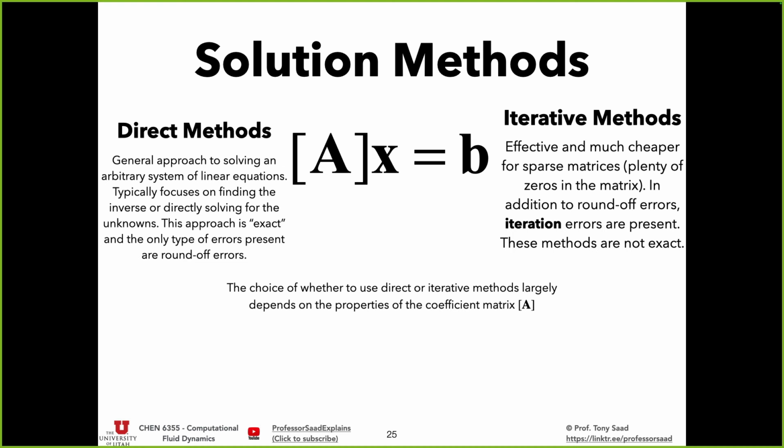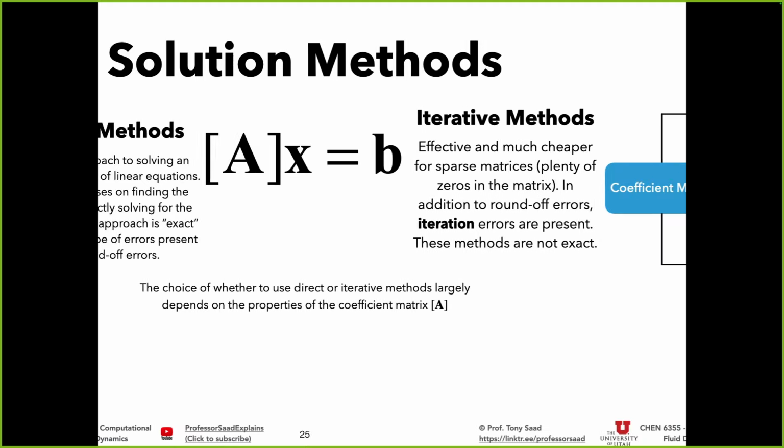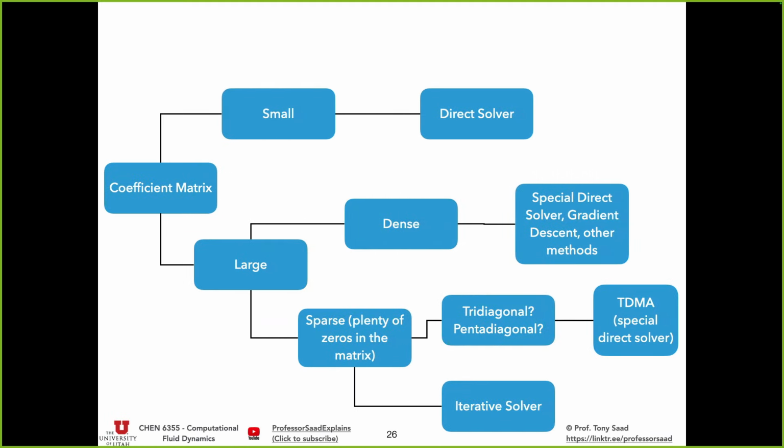Now, the choice of whether to use direct or iterative methods largely depends on the coefficient matrix A. Here's a diagram that I show in my numerical methods class, and it makes a nice dichotomy about these problems. If the coefficient matrix is small, just use a direct solver. What's a direct solver? It's A inverse or numpy.linalg.solve. Just use a direct Gaussian elimination, okay, don't worry about it. If you have 100 equations, 100 unknowns, and you're doing this once, just use a direct solver. Don't come to my office and ask me how to solve a 10 by 10 system with a conjugate gradient method for one time. You don't need that.